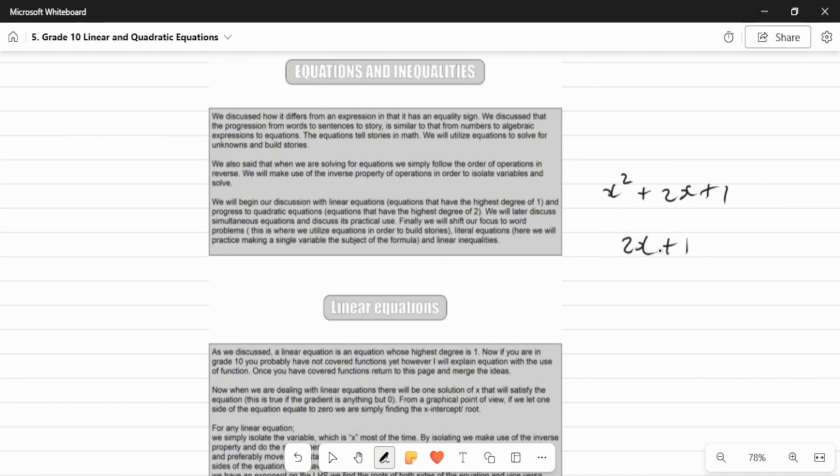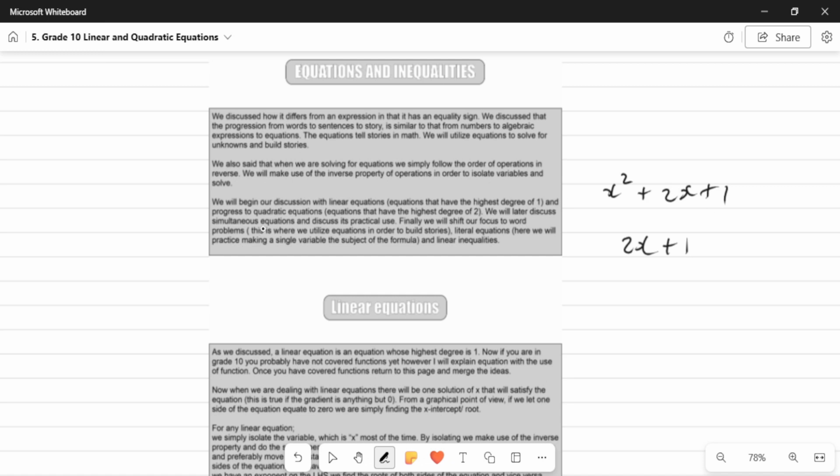So you have linear, and this is what we call a quadratic. So when you see the 2, that is what we call quadratic equations. When you see the 1, that's what we call linear equations. Understood? So the highest degree of 1, linear equations. Highest degree of 2, quadratic equations.